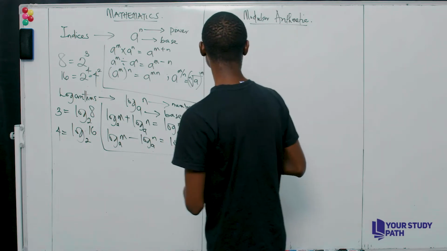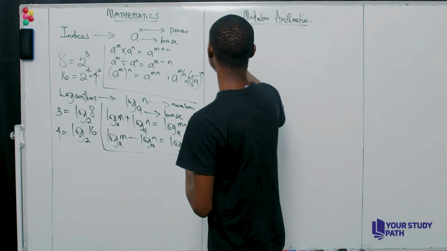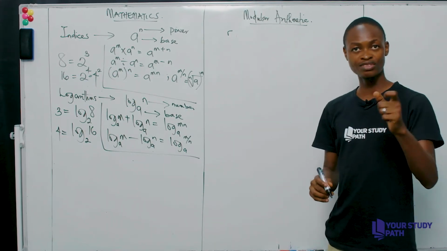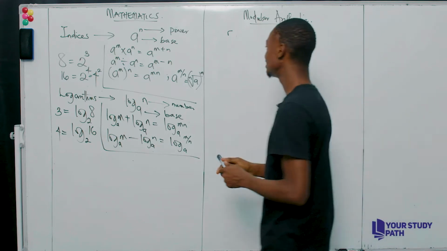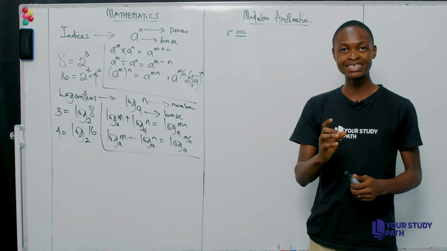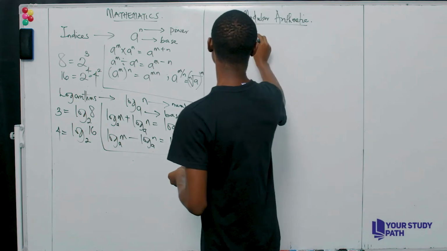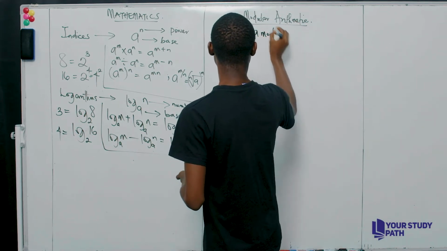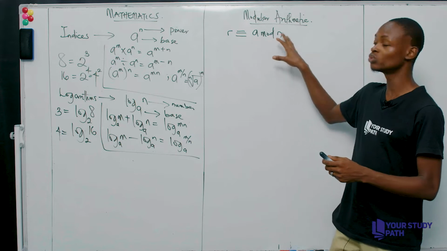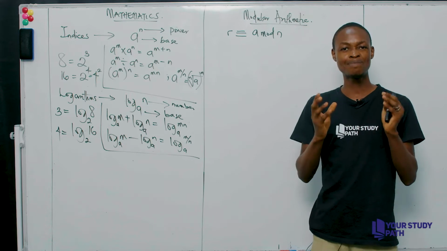Now, for modular arithmetic, what are the key concepts that exist? First off is the fact that we are going to be using what we call a remainder. For that remainder, we are going to need to find the equivalent form of that remainder when we divide a number by another number in this form, A mod n. So we need forms R equivalent to A mod n.